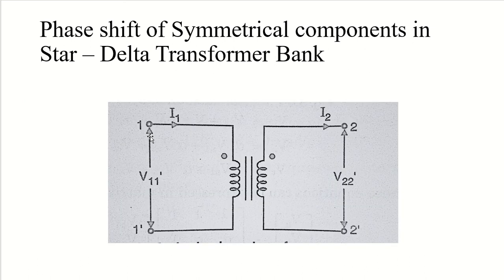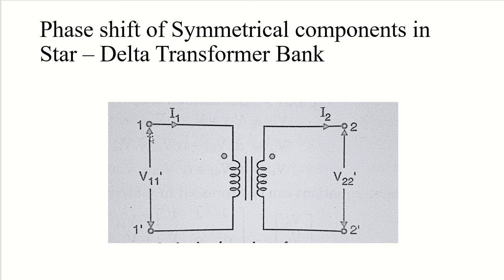So what is happening here? The positive sequence line voltages on the star side are leading the corresponding voltages on the delta side by 30 degrees. And you can apply the same thing to line to neutral voltages as well. If you take line to neutral voltages on the two sides for each line current, you will find the same result: the star side is leading the corresponding voltage on the delta side by 30 degrees.